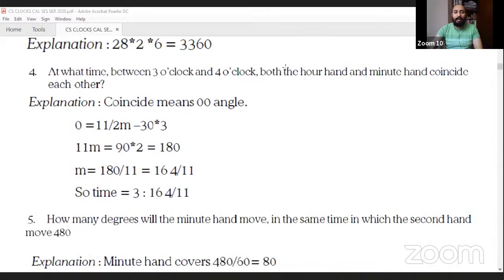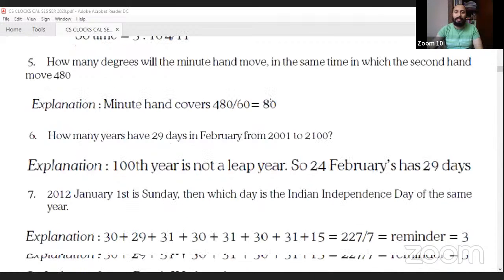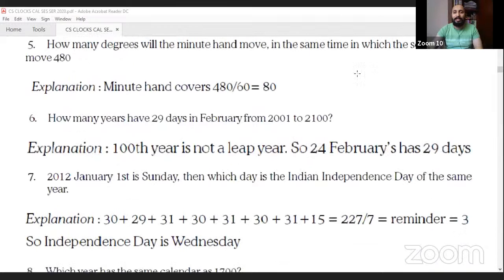Again, I'm talking about how many degrees the minute hand will move in the same time in which the second hand moves 480 degree. They are talking about 480 degree. Again, I'm talking about the minute hand to the second hand here. In 1 minute, how much is the second hand moving? It is almost the same thing. In 1 minute, the clock moves 60 times, yes, very good.